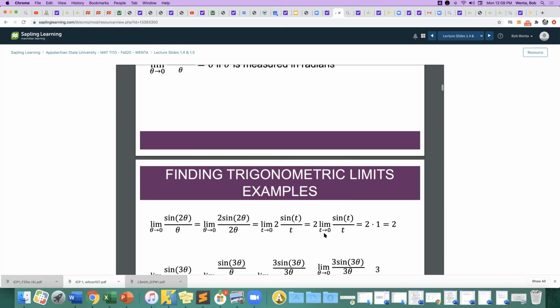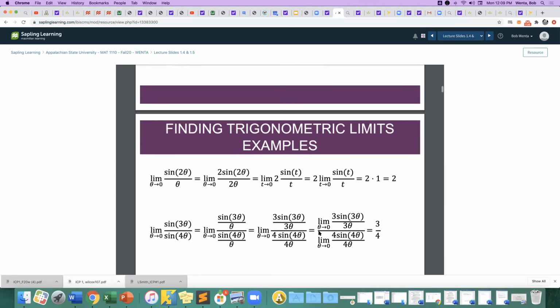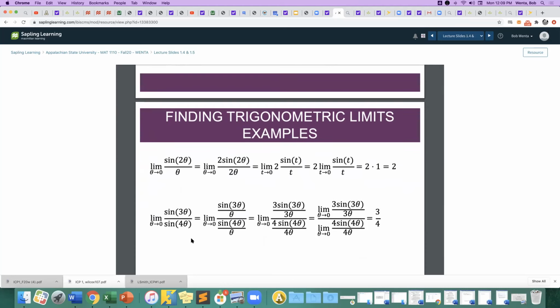All right. Now they do a second problem here, a little more complicated. Check this one out. Make note of this, because I might ask you something a little more complicated than just a single step like this. Here they've got the situation of sine of 3 theta over the sine of 4 theta, the limit as theta goes to 0 of these two.